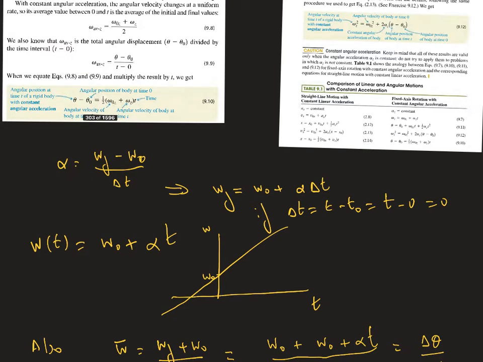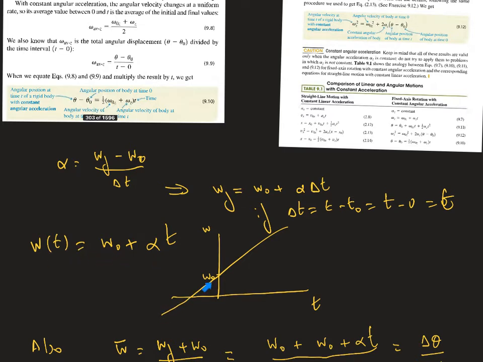So if alpha is omega minus omega 0 over delta t, then omega final is omega 0 plus alpha times delta t. We choose t0 equals 0, so t minus 0 will be t, in a way that omega of t will be omega 0 plus alpha t.